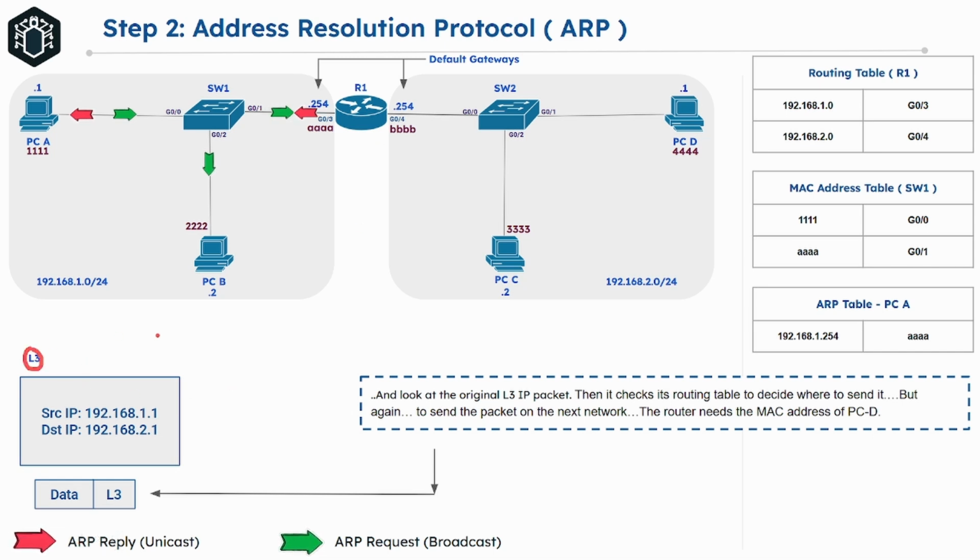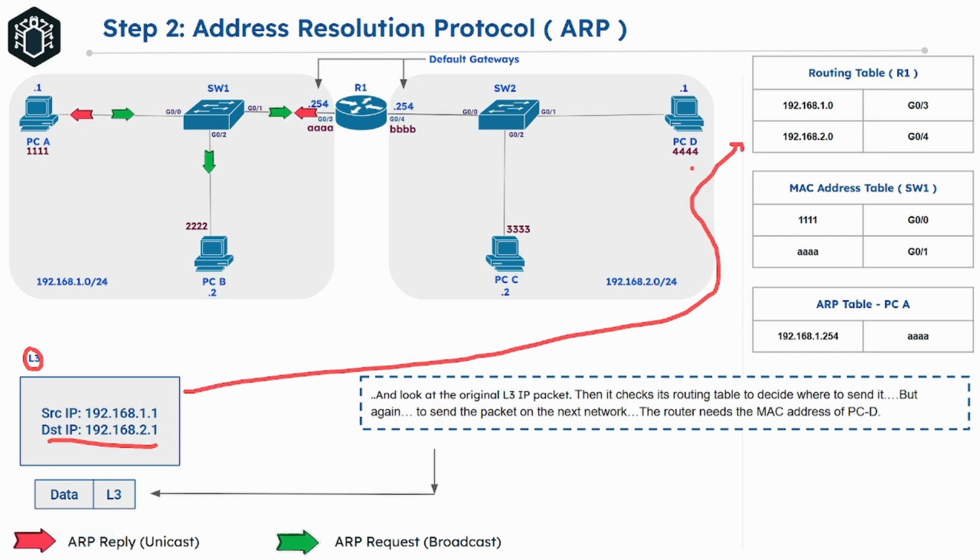packet inside. It then checks the destination IP address, which is 192.168.2.1, and refers to its routing table. The router finds that this destination belongs to the network 192.168.2.0, and based on that, it determines the correct outgoing interface. As a result, the router forwards the packet out of the G04 interface.